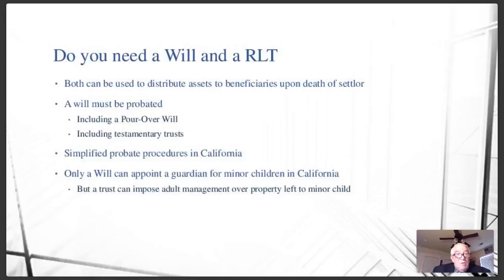The main thing that a will does, that only a will can do, is appoint a guardian for minor children in California. So if you have minor children, you're concerned about who's going to take care of them if you die, the will is necessary to do that. The trust can be used to impose adult management over the property of the trust left to the minor child, but not the person.